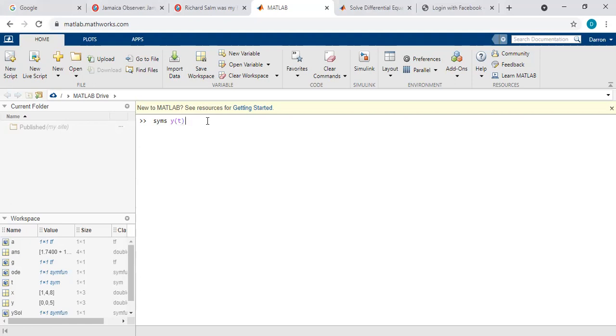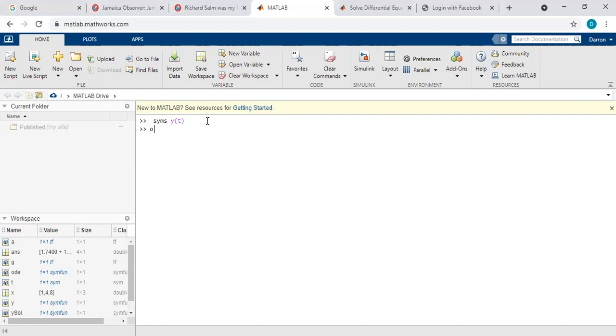MATLAB can solve all different types of equations in symbolic form. So we have to declare what the symbol is that we are using, and it is y, with respect to t. We're going to be differentiating with respect to t. So that's the first thing that we have to say. The second thing now is that we're going to differentiate.